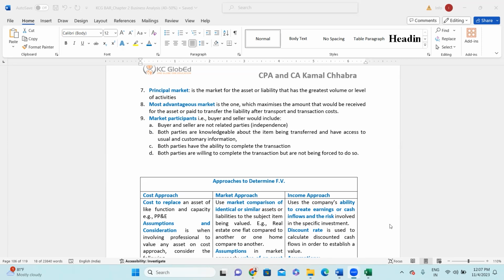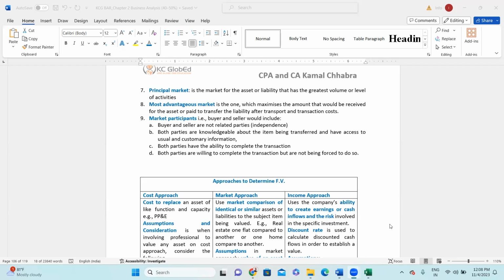For example, you have a product which you are selling. If you are selling that product in the local market, you may receive, let's assume, $100. But if you export them, then you receive $200. So which market for you is the most advantageous market? Export market or local market? Export, sir. Export market, because there we are getting the maximum revenue.